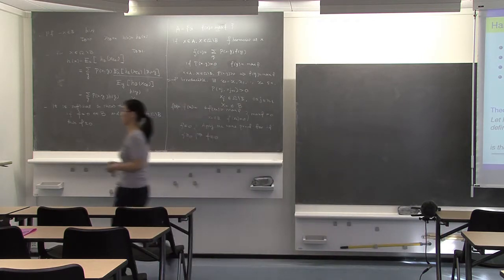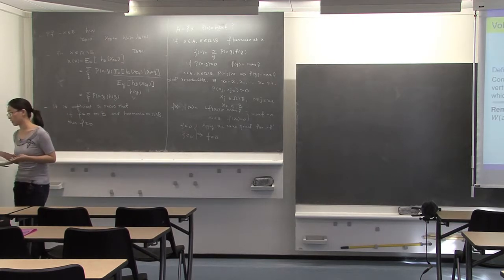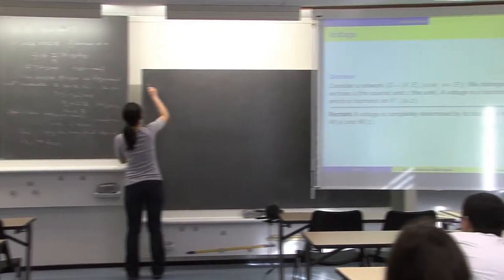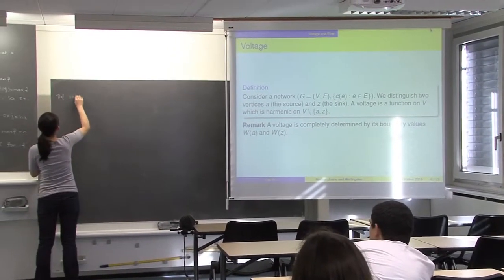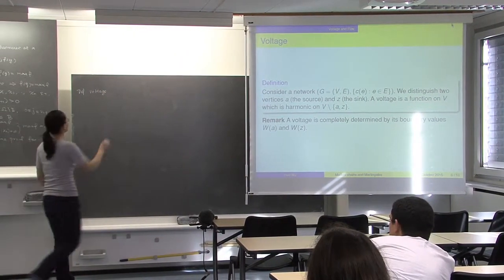Okay, so this is a basic fact about harmonic functions. Then we can introduce what is a voltage. A voltage is just a harmonic function on the set of vertices.